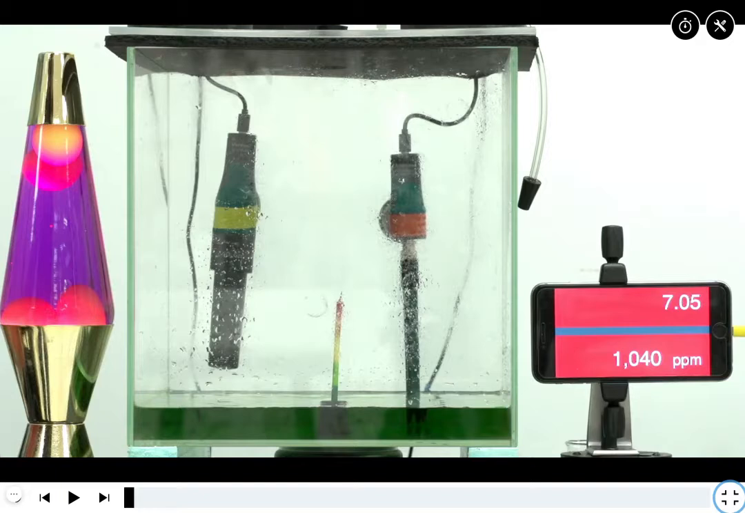And there's a pH probe that's set down into the water that will measure the pH of the tank. On the little cell phone setup on the right side, the top number is the pH, the bottom number is the parts per million of carbon dioxide that's being measured.